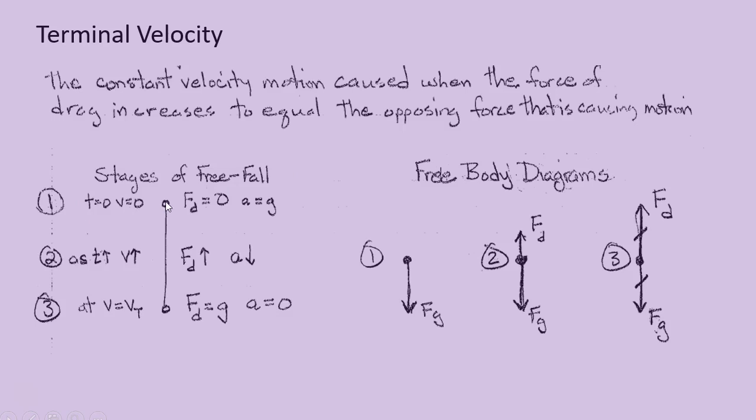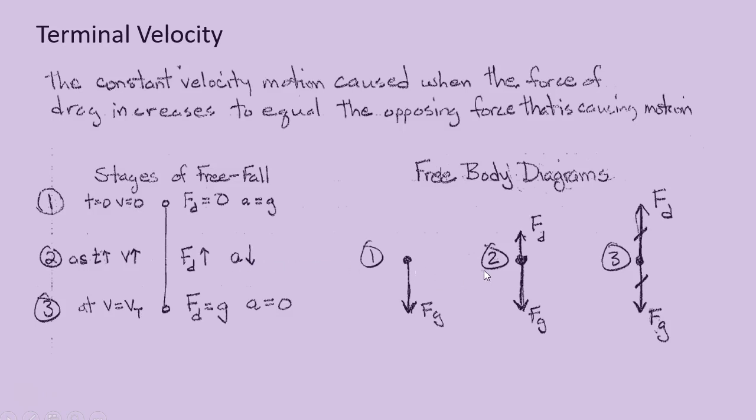In stage 1, the object was just released from an initial velocity of 0, so the drag force is 0, and therefore the net acceleration downward is equal to the acceleration caused by gravity. And here's our force diagram showing that. Then, because it's accelerating downward, as time goes on, the velocity increases. And of course, as the velocity increases, the drag force is going to increase, and that causes the net acceleration to decrease. Now notice I said the net acceleration.